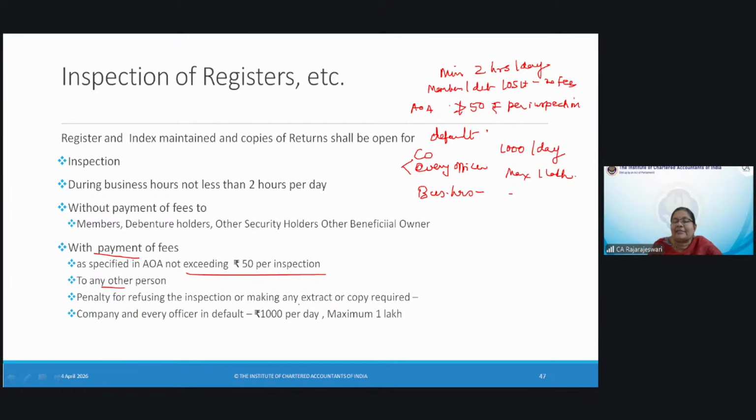Extract means they can just make a note of it. That you call it as an extract. They will note down all the points in their paper. That is, you call it as an extract, or copy, the exact thing, whatever they want from the register, that they can get. So for that, the penalty is 1,000 per day and maximum is 1 lakh.